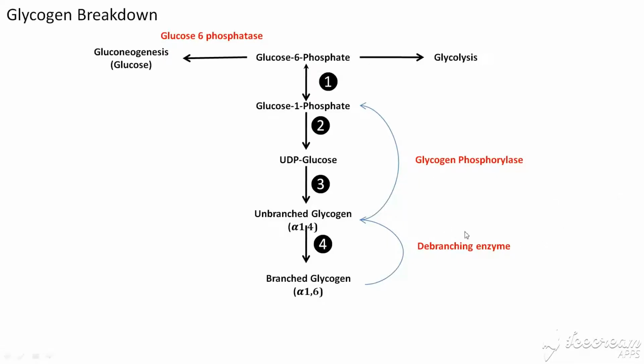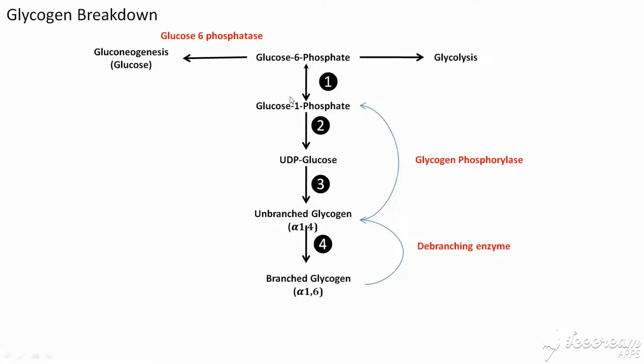So the debranching enzyme is going to work on the alpha-1,6 glycosidic bonds, and it's going to convert branched glycogen into unbranched glycogen. The glycogen phosphorylase enzyme is going to work on the alpha-1,4 glycosidic bonds, and it's going to convert them all the way up to glucose 1-phosphate. Now once the cell develops glucose 1-phosphate, it's going to convert it back into glucose 6-phosphate. Now glucose 6-phosphate has the choice of either entering glycolysis to make ATP, or it could be converted back into glucose in the process of gluconeogenesis, and this is catalyzed by the enzyme glucose 6-phosphatase.